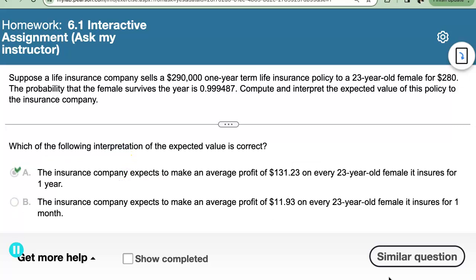The next thing we're asked to do is to select the best interpretation of this expected value. And this first choice in my list of choices would be the best. So the insurance company expects to make an average profit of $131.23 for every 23-year-old female it insures for 1 year.